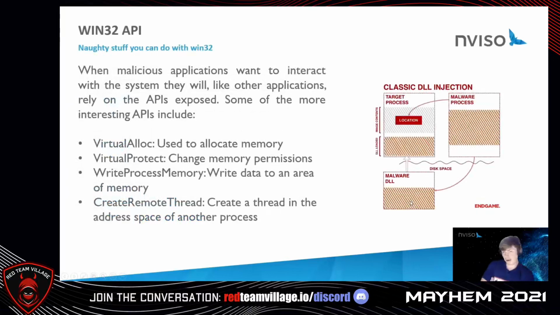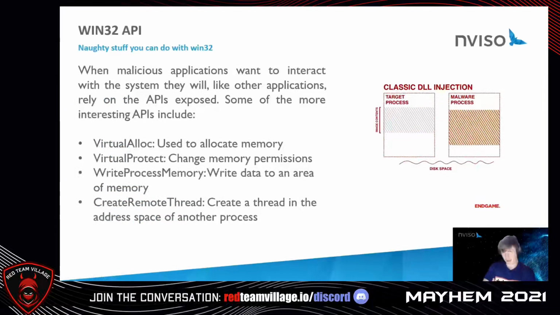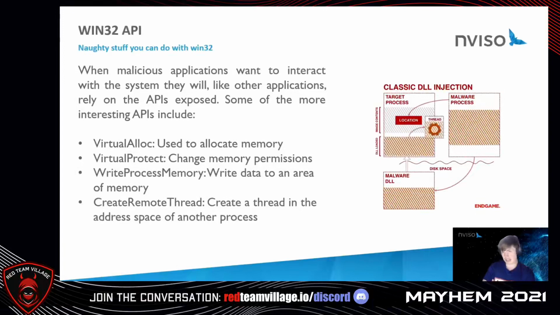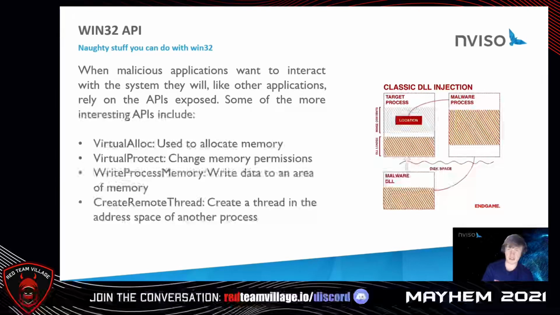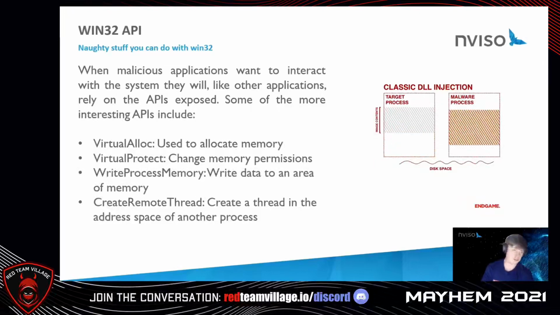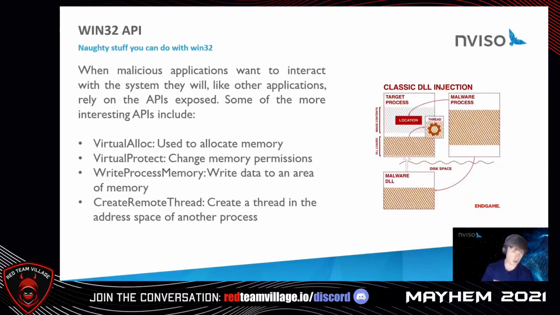So let's talk about some of the naughty stuff you can do with the Win32 API. For this slide, I took the classic DLL injection as an example. There are about 4 or 5 Win32 API calls that are important for your most basic vanilla classic DLL injection. There are other ways of injecting DLLs or even shellcode, but the most basic point of view relies on the following API calls: VirtualAlloc to allocate new memory into a process, VirtualProtect to change the memory permission, so you can actually write something to that memory.